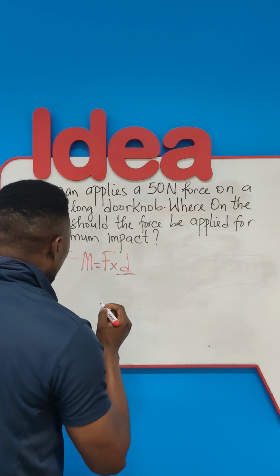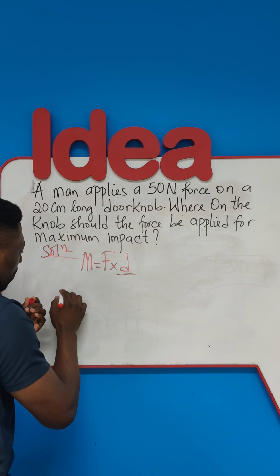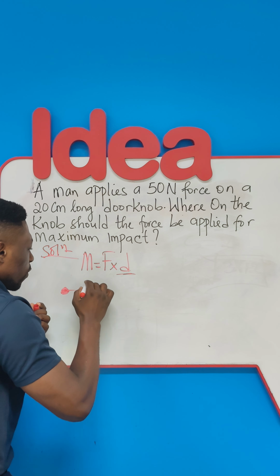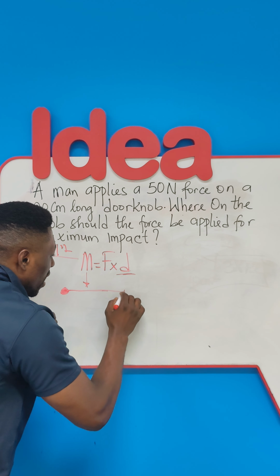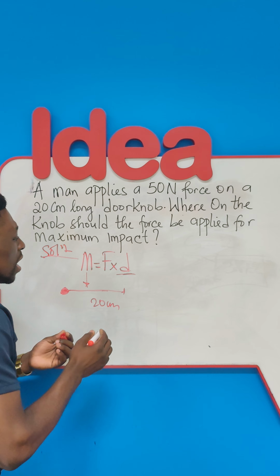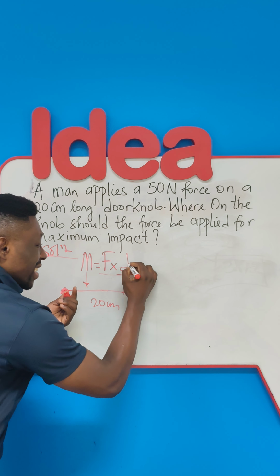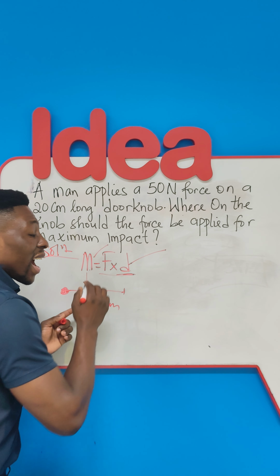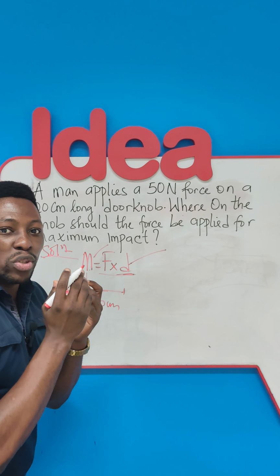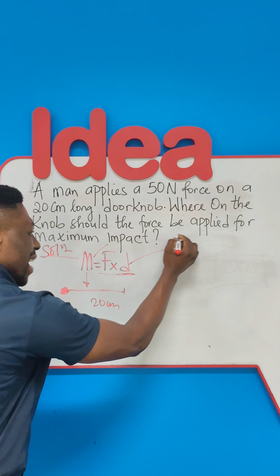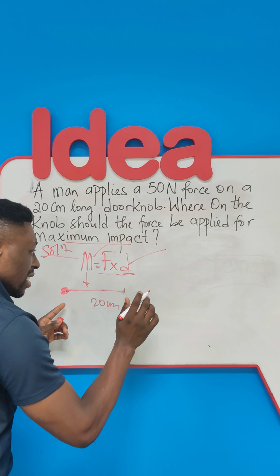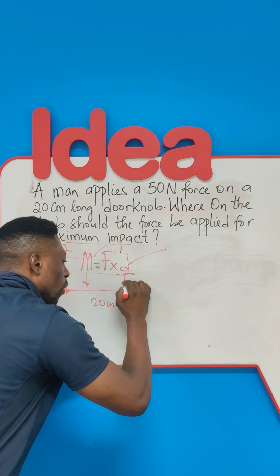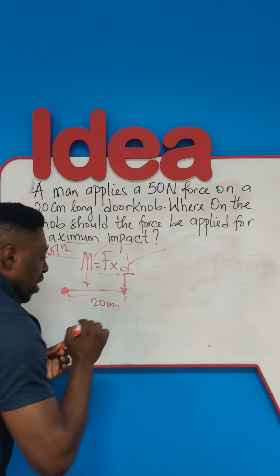So if you've understood this, let's draft a little bit of what's happening. Let's sketch what's happening. This is the axis of rotation and the force has to be applied somewhere along here. All of this length is 20 cm. Clearly, according to this formula, the greater the distance away from the axis of rotation, the greater the moment we are going to have. So, for maximum impact, as the question clearly outlines, it will be beneficial for this force to be applied at this free end of the knob here, which is 20 cm away.